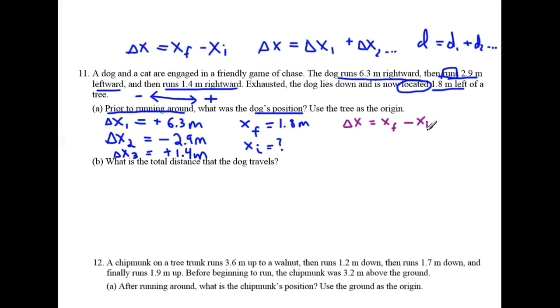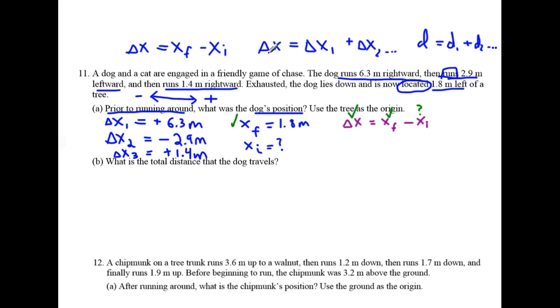So we're working backwards, you see. I'm looking for initial position, which means I'll need to know delta x and x sub final. I know x sub final. Here it is. It's 1.8 meters. How can I find delta x so that I can plug it into the equation to get x sub I?